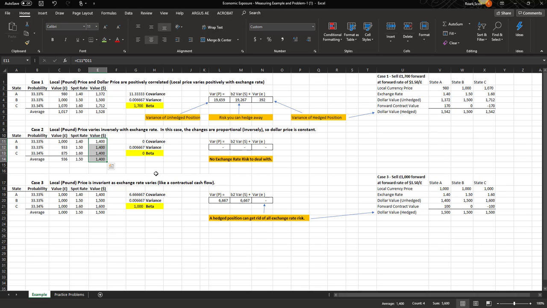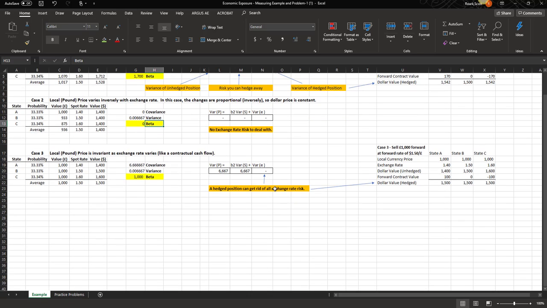Now this is kind of a contrived example, but if you look at the measurement here, we've got the covariance, the variance, and the beta. The beta is 0. It means that there's no exchange rate risk that we're dealing with. So if you found yourself in a world where the behavior of the assets and the exchange rates is like this, there's nothing to really do because it's naturally hedged by virtue of the relationship between the price of the asset and the exchange rates.